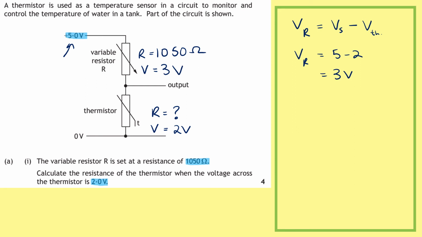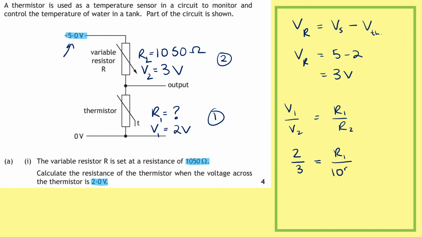Now you can see we've got one value missing there. If I put some numbers to these, let's say we call the thermistor 1 and the variable resistor 2, I can put some little subscripts here, so R1, V1, R2, V2. This now looks like an equation that we can use. V1 over V2 equals R1 over R2 from your equation sheet. Plugging in some numbers, we have 2 over 3 equals R1, which is what we want to work out, divided by 1050. Rearranging this, we get R1 equals 2 over 3 times by 1050, and that gives us an answer of 700 ohms.